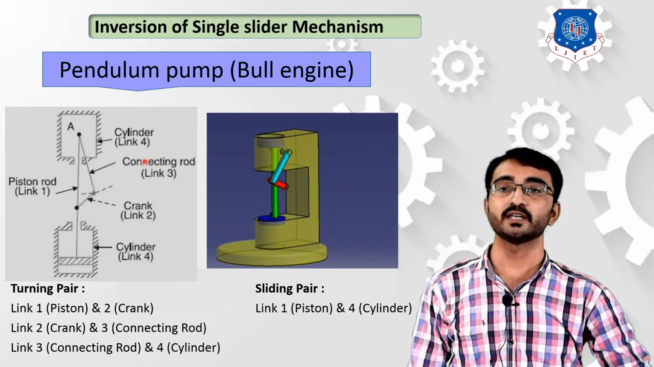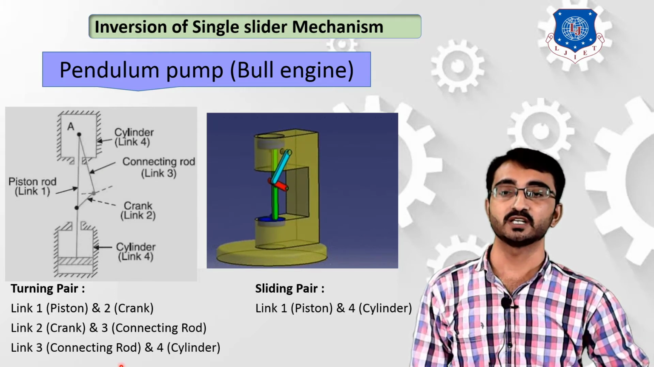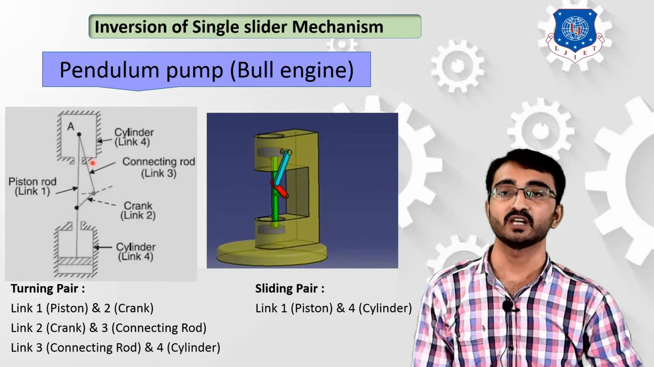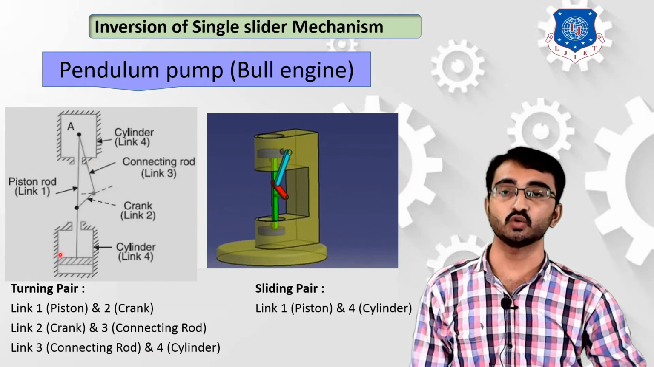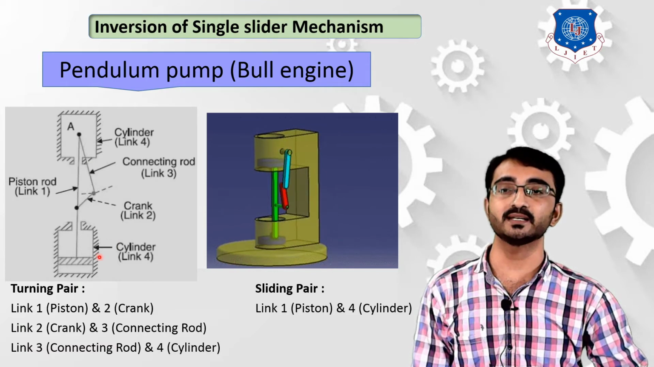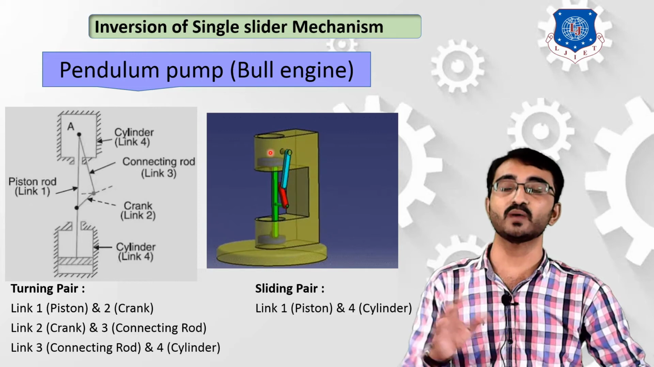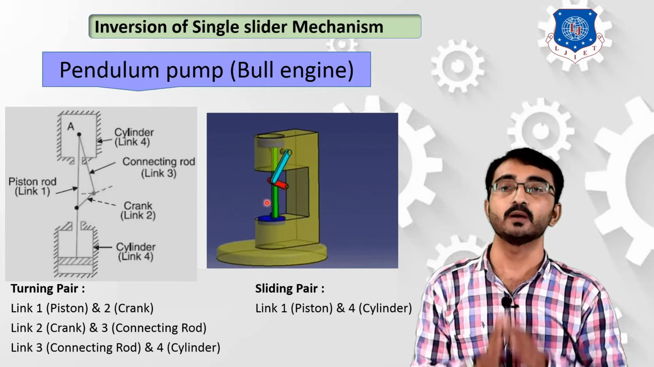Similarly, your connecting rod, that is your link number 3, is connected with your cylinder. Over here you can refer that this link number 3 is fixed with respect to your link number 4, that is your cylinder. So that's why link number 3 and 4 will form one more turning pair. So over here we have 3 turning pairs and 1 sliding pair. Now this sliding pair is nothing but the reciprocation of your piston rod inside this cylinder. So link number 1 and 4 will form one sliding pair. That's why it is known as the first inversion of the mechanism.